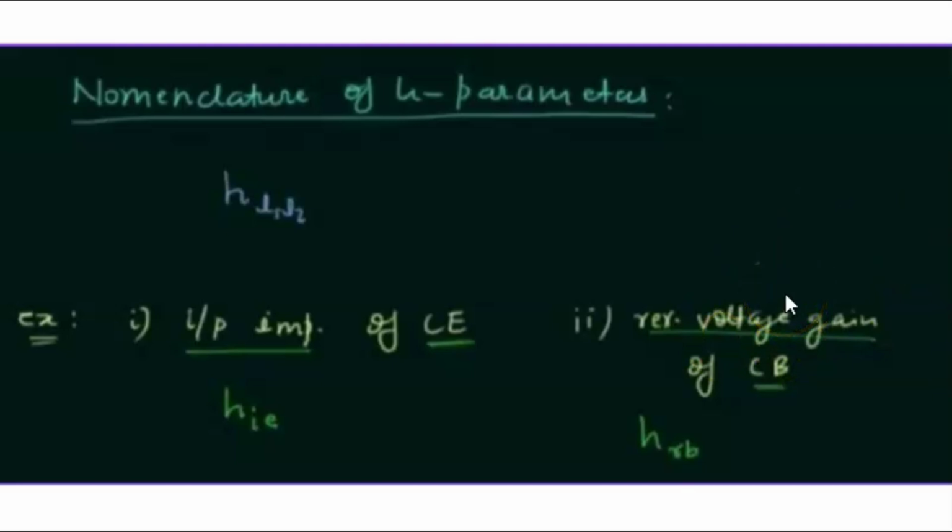Similarly, एक और example देखते हैं. So we have to see the reverse voltage gain of common base. So R हमने उठा लिया रिवर्स से and common base से we have taken the B. So this is how we do the nomenclature of the H parameters.